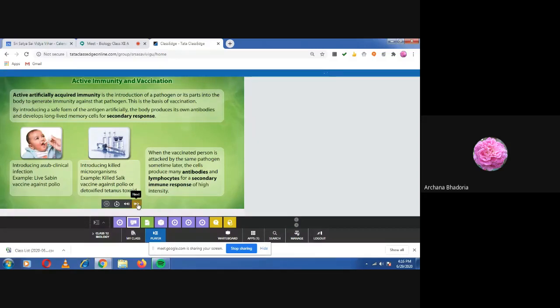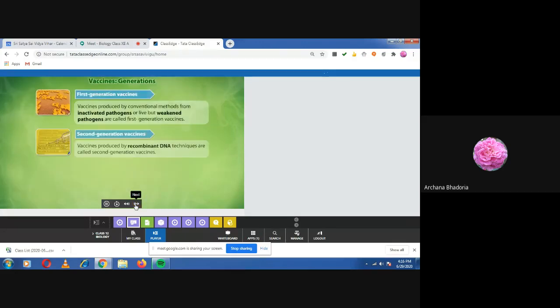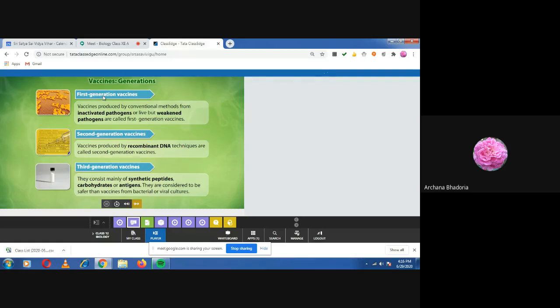That you all know, so shall we skip this? Okay, vaccine generation they have given. This you can note for just your general knowledge. Questions will not be asked in the board exam. The vaccines are first generation vaccines, second generation vaccines, and third generation vaccines.